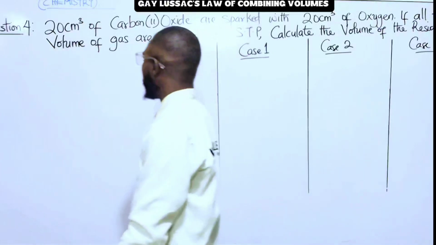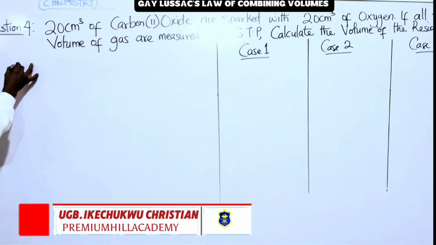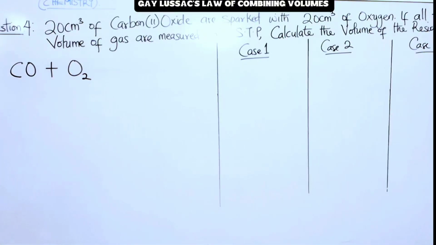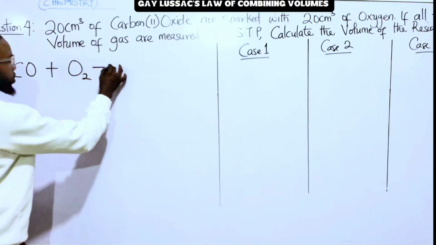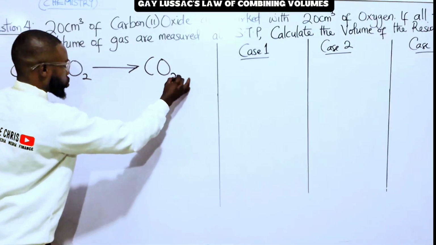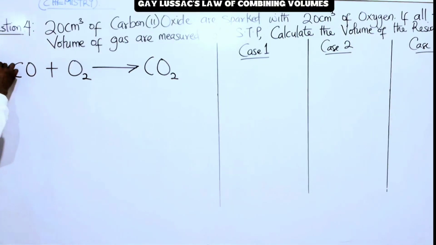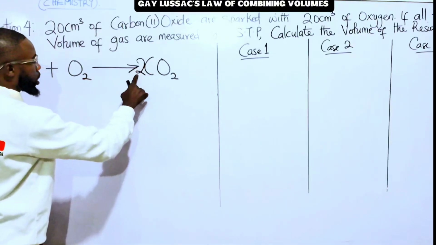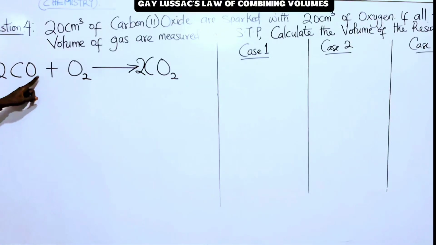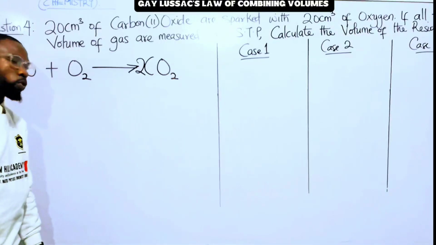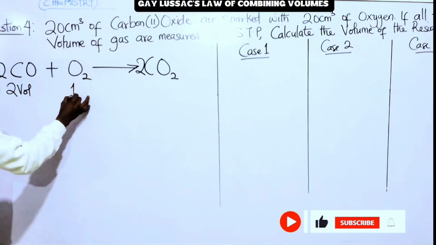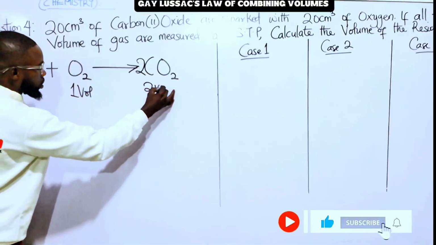So 4, we have 20 cm cube of carbon 2 oxide. We have CO plus sparks with oxygen, right? 20 cm cube of oxygen. If we do that, we're going to have CO2, right? So how do we balance the equation? If I put 2 here, I have 2 carbon, 2 oxygen plus 2, that's 4. And I put 2 here, I have 2 carbon, 4 oxygen. So 2 oxygen plus 2 oxygen, that's 4 oxygen. Naturally, this is how the order is going to look like. So we have 2 volume here, we have 1 volume here, we have 2 volume here, right?